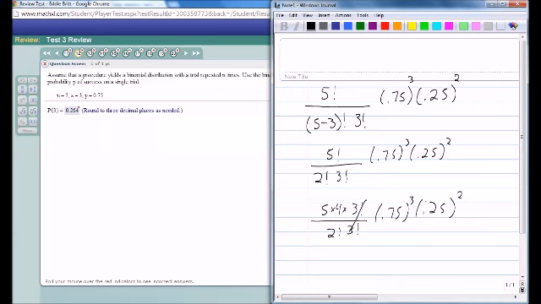And you'll want to say 10 times 0.75 times 0.75 times 0.75 times 0.25 times 0.25. When you do all of that, you should get 0.263671875. And the problem asked me to round to 3 decimal places. So if I round to 3 decimal places, I'm rounding this place, you want to round that up to 0.264. Okay.